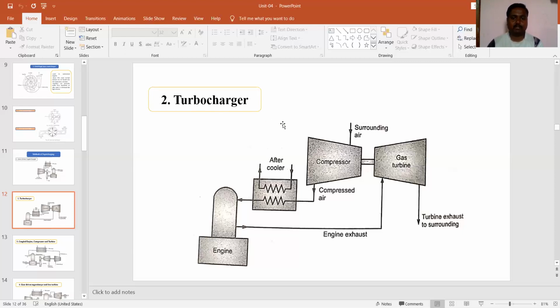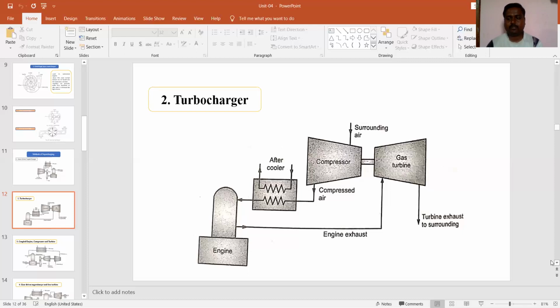The difference between the previous method and this method is, in the previous method the power required for the compressor is directly supplied from the engine output shaft through the gear drive. But here the power required for the compressor is supplied from the gas turbine, and this gas turbine operates over the engine exhaust.